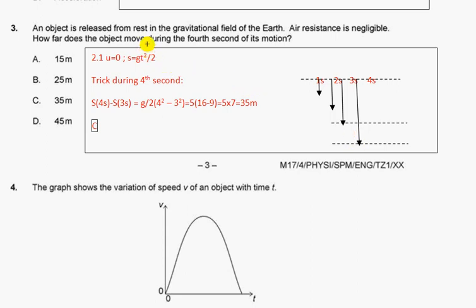They ask during the 4th second. So we use from section 2.1, with u equals 0, the formula s equals g t squared over 2. The trick is that it is during the 4th second. So distance travelled for 4 seconds minus distance travelled for 3 seconds. g over 2 out of brackets. g is about 10, so g over 2 is about 5. 5, 17, 35. So we choose answer C.